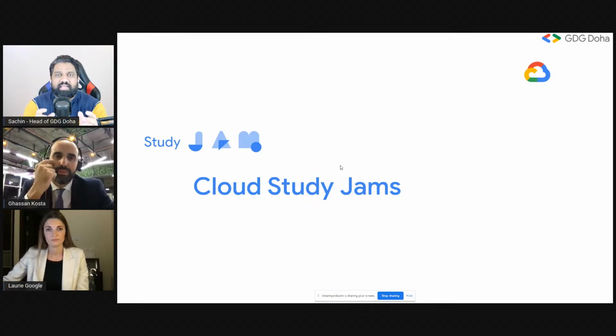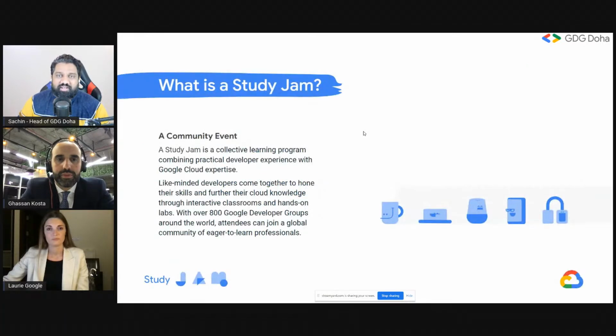So a simple example of an event that we can do to kind of progress or get started with Google Cloud is something called Cloud Study Jams. So what is Cloud Study Jams? It is a collective learning program. We'll have a similar event like this.